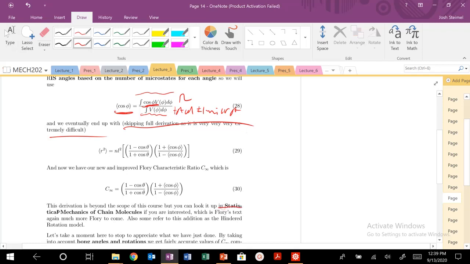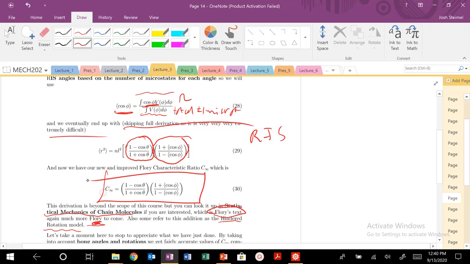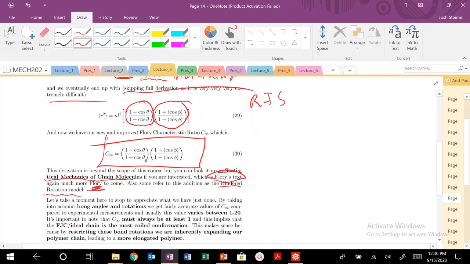If you're interested, you can look it up in Statistical Mechanics of Chain Molecules, which is Flory's text. You could also look at the hindered rotational model, but Flory is going to be coming up very soon. If you go through this whole derivation, you'll reproduce this, which is our component from last time for bond angles, and you'll get this expression to account for your RIS states. So your Flory characteristic ratio, finally, completely done, is this. That is your Flory characteristic ratio that considers our bond angles theta and our rotational angles phi.